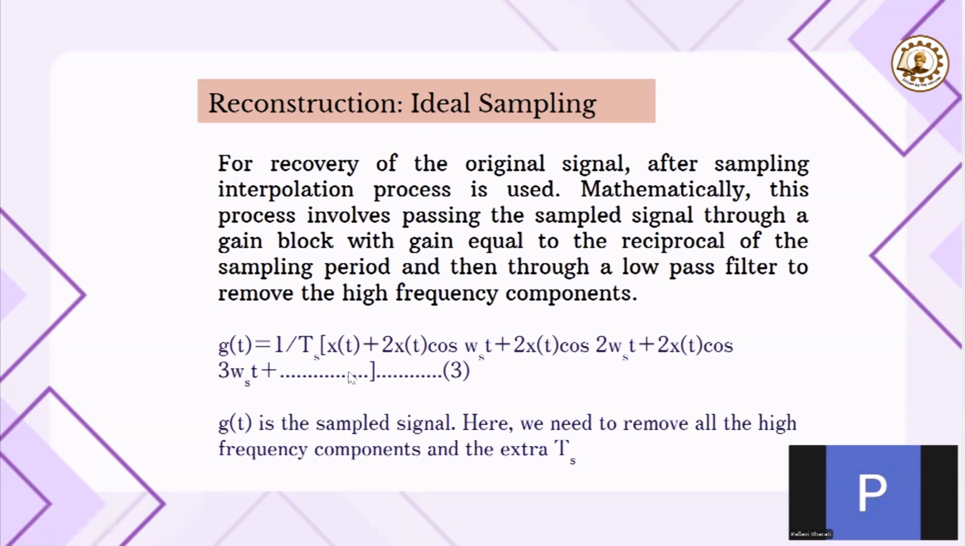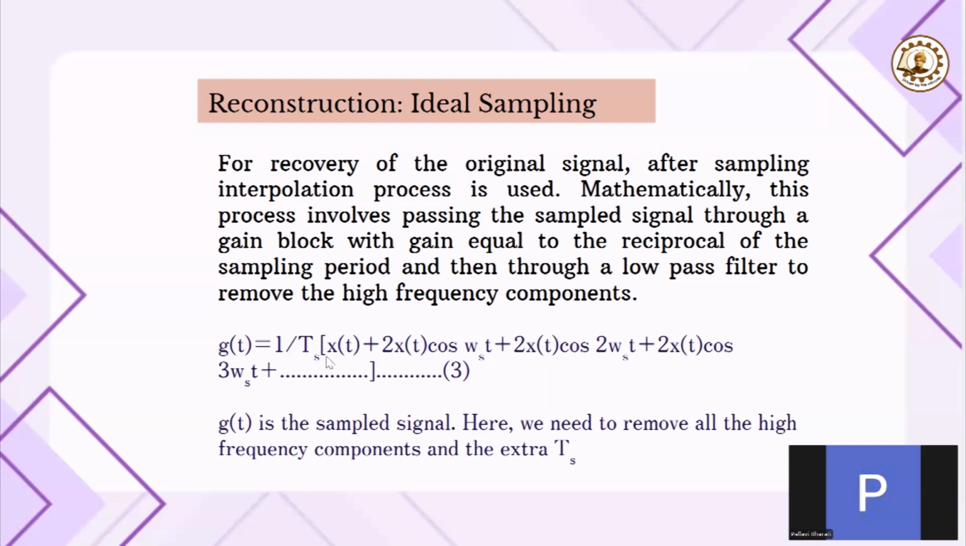After this, there will be more higher frequencies. So we don't want all these. We only want xt, because xt is our message. So what we are going to do is pass this gt through a low pass filter. The low pass filter will reject all the higher frequency components and it will take only this xt.